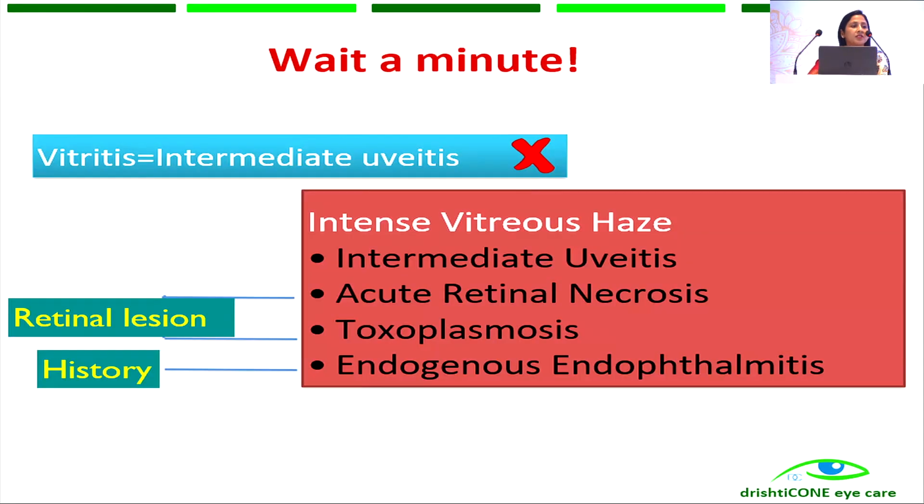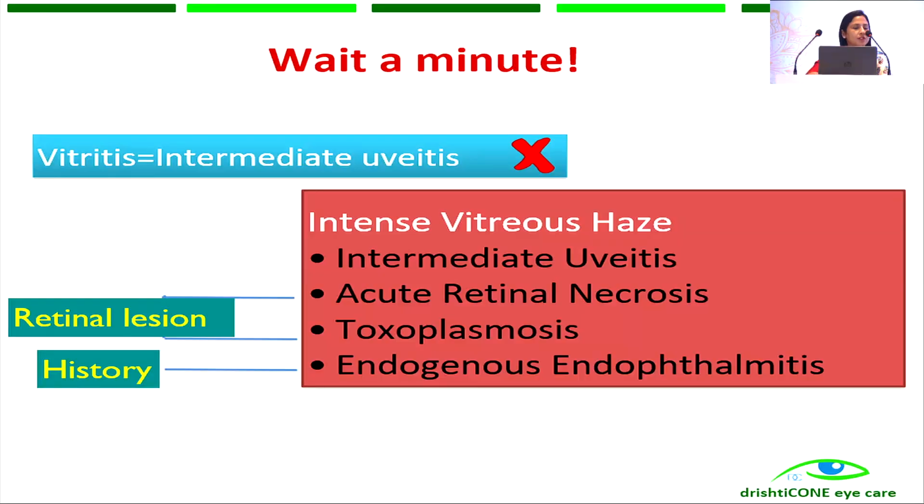But wait a minute, just vitritis doesn't mean intermediate uveitis. So if you're seeing some cells on the anterior vitreous face, there are other diagnoses that need to be considered, which are even more sinister, like acute retinal necrosis, toxoplasmosis, and endogenous endophthalmitis. And the point is that the treatment of these three is totally opposite to that of intermediate uveitis. So in ARN and toxo, which we'll take later, you have a focal retinal lesion, but you have to look for it carefully. And in endogenous endophthalmitis, you will have a history where the patient will tell you that he took some intravenous fluids.